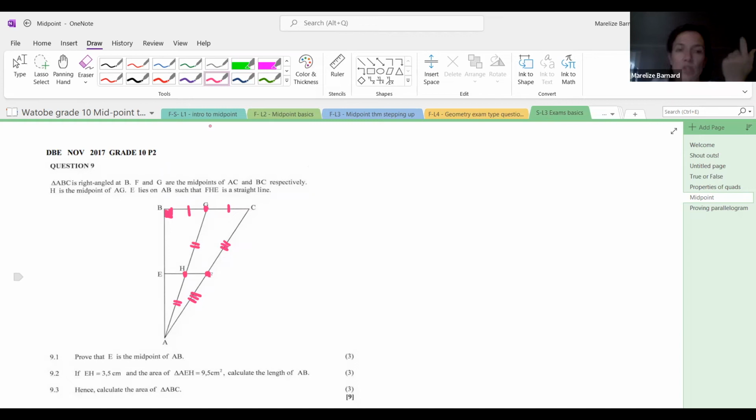Okay. So just from having done that, what do you notice? Starting with which lines will be parallel and why? Put in the chat which lines will be parallel and give a reason. Because we are going to use the midpoint theorem, right? Because the word midpoint appears everywhere in this question.